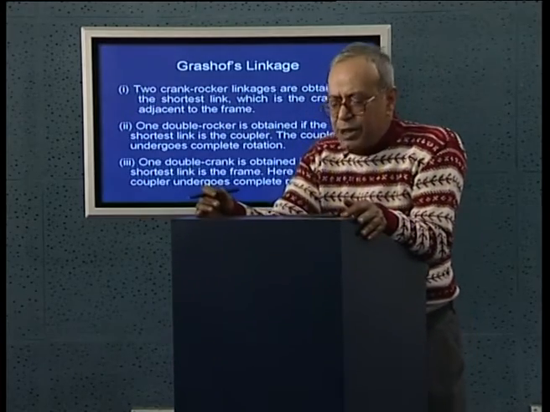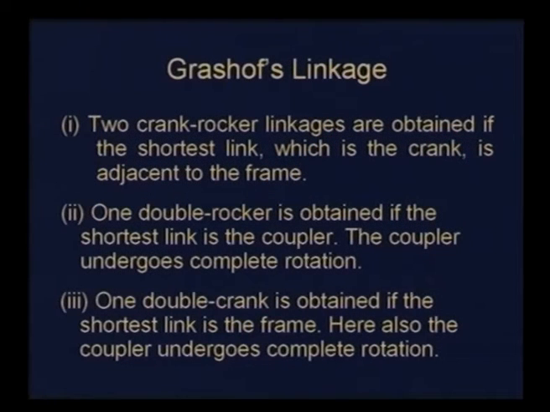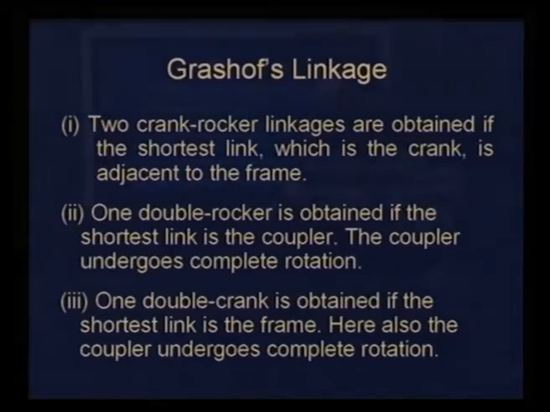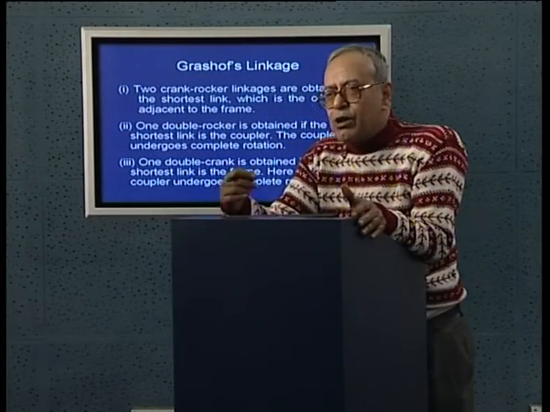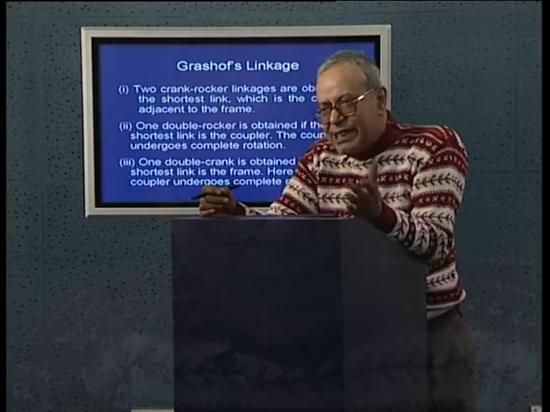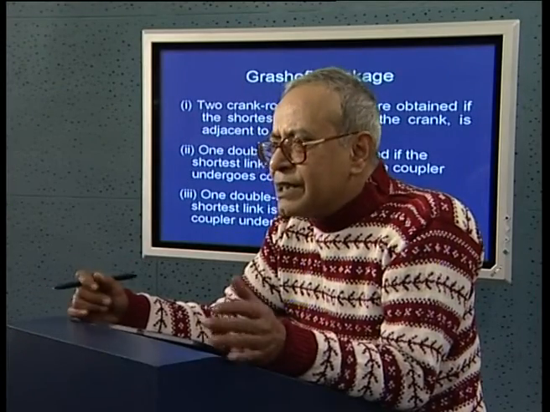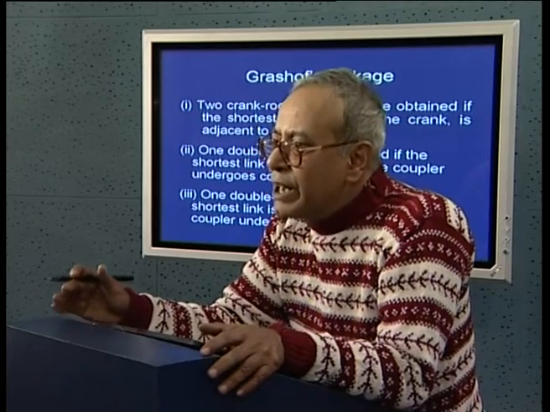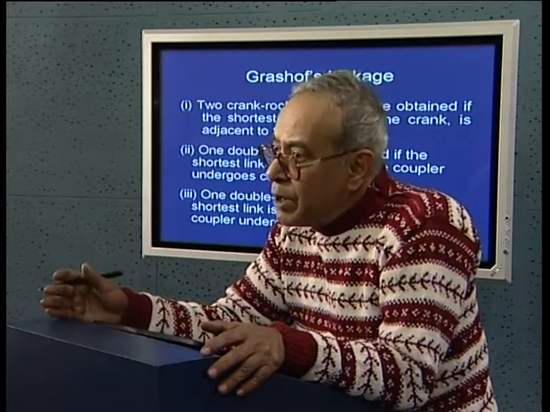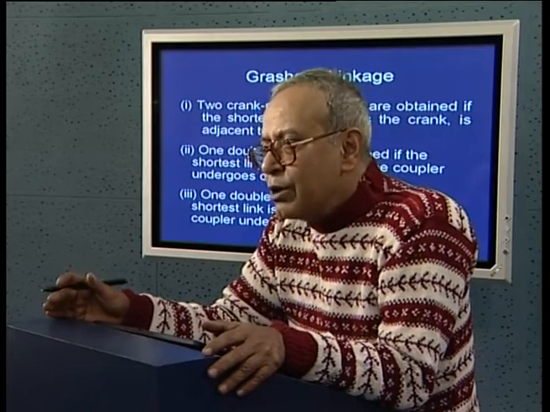If I make another kinematic inversion from the same Grashof chain, we can get a double crank. A double crank linkage will be obtained if the shortest link is the frame, because all the other 3 links can rotate completely with respect to the shortest link, because it is the relative motion that matters. If the shortest link can make complete rotation with respect to all other links, then all other links can make complete rotation with respect to the shortest link. Now, if the shortest link is held fixed as the frame, then all the other 3 links can make complete rotation. So, we get a double crank. Even the coupler is also capable of making complete rotation.